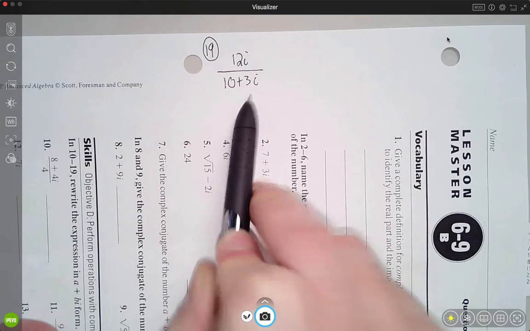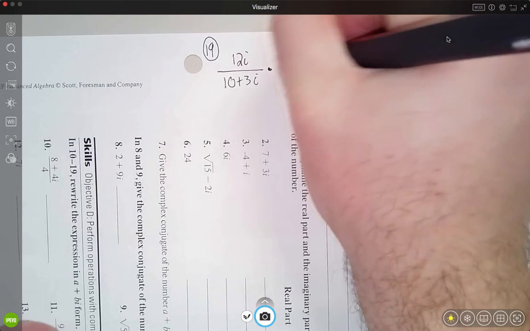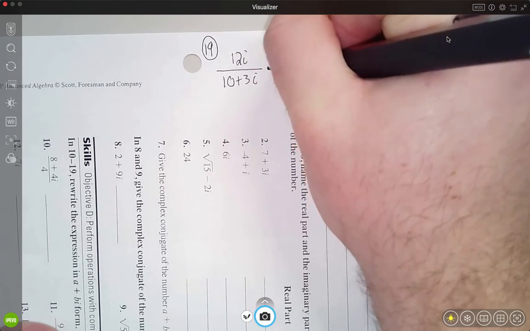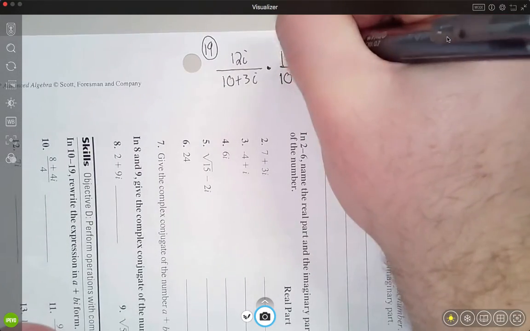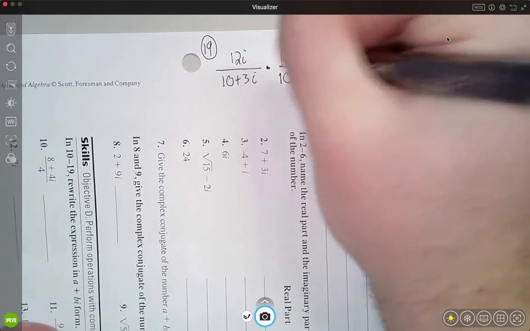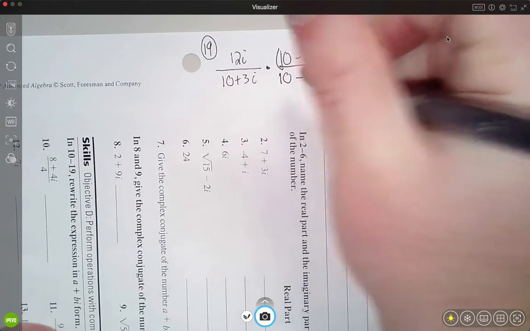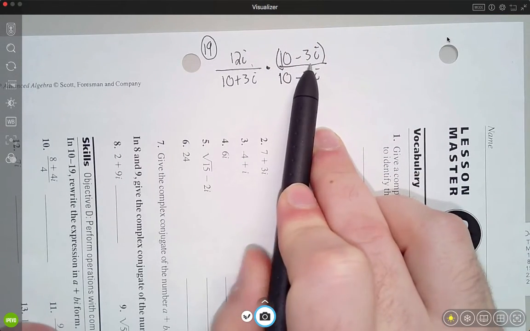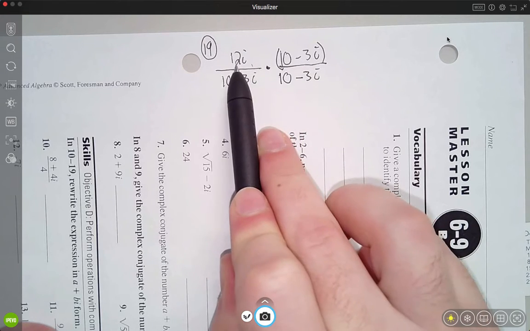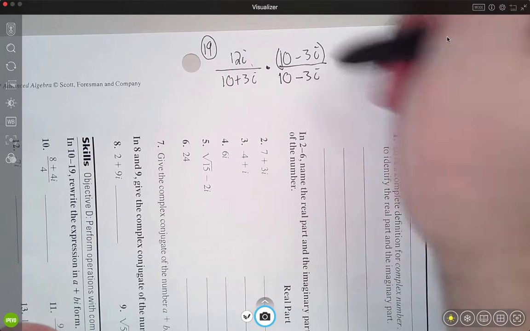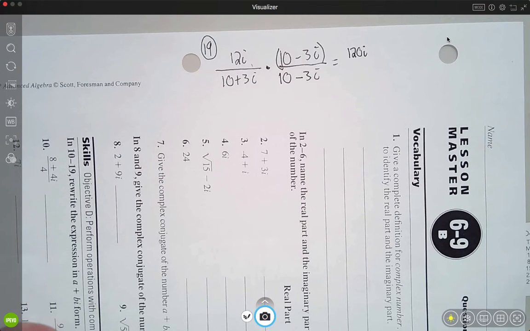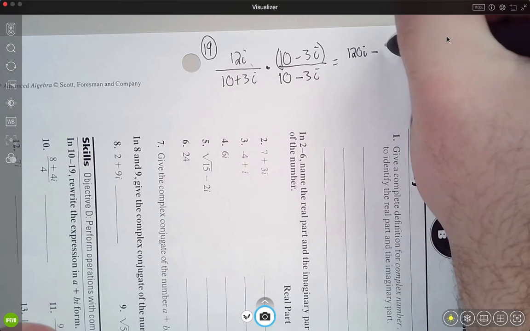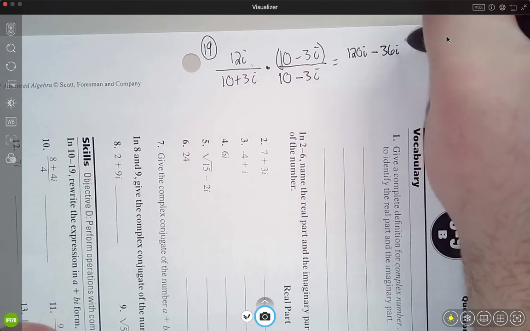And so I still need to multiply by the conjugate. The way I multiply by that conjugate is I take the 10, I switch the sign on the i, which makes it the 10 minus 3i, and I still need to multiply by that same thing on top. Really, the only difference now is that instead of foiling across the top, all I'm going to really do is distribute. So I'm going to distribute the 12i times the 10, which gives me 120i. Then I'll distribute that 12i to the negative 3i as well, which gives me a negative 36i squared.